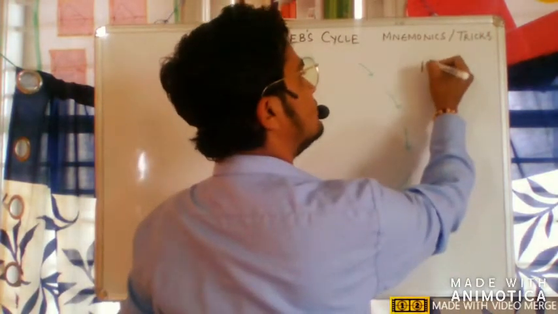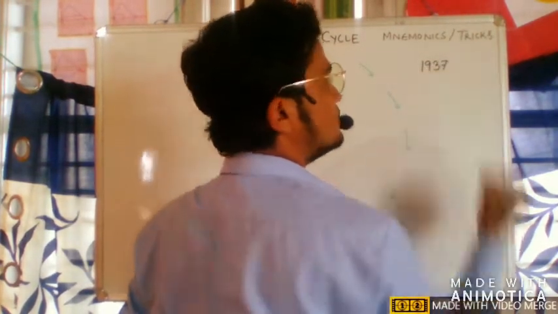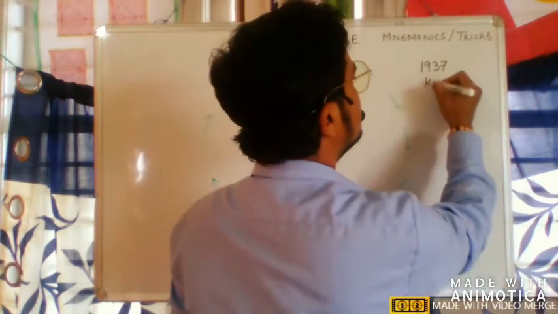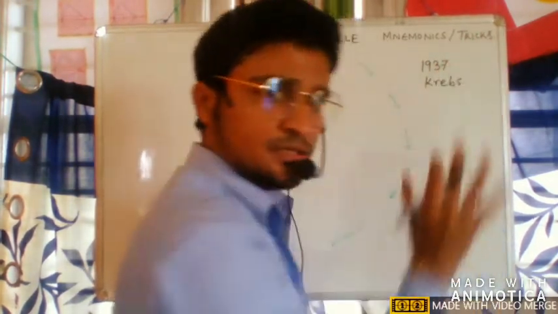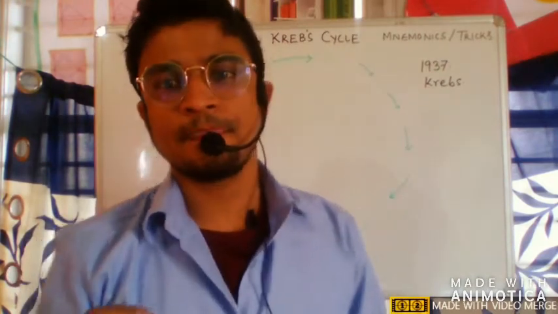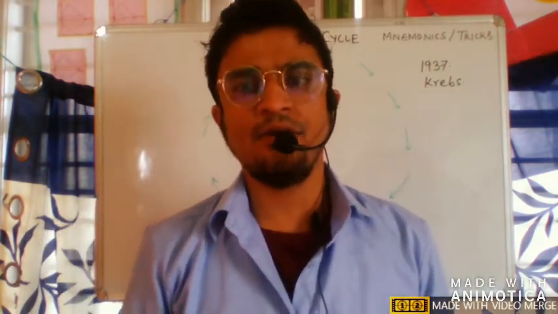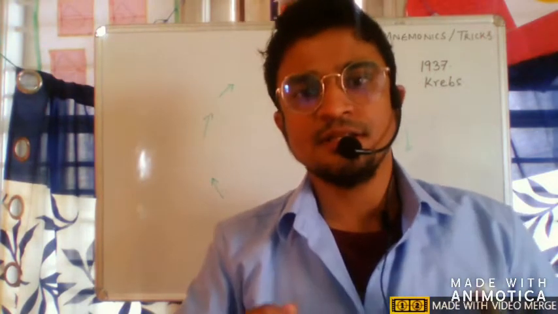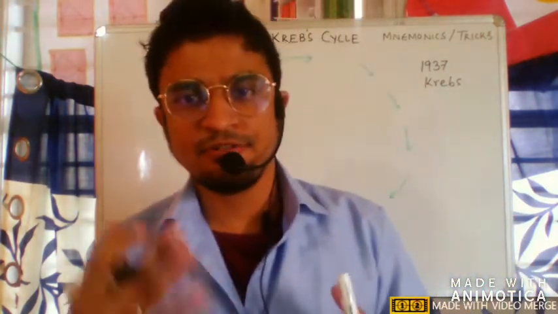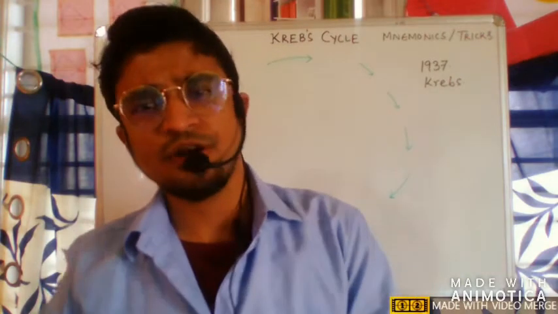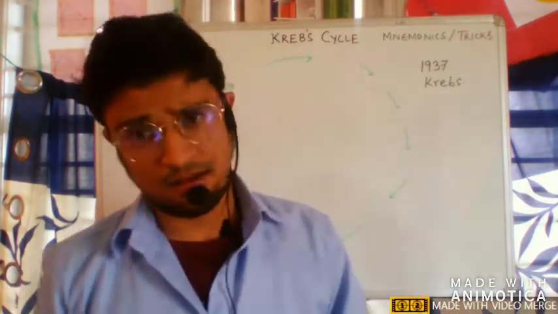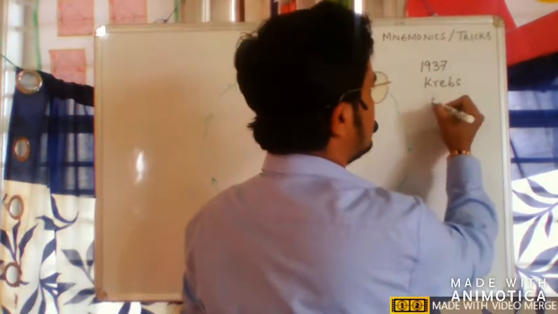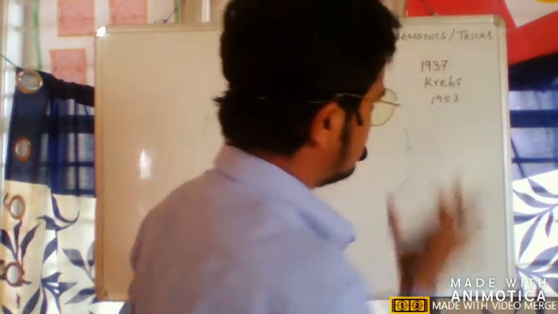In 1937, Hans Adolf Krebs discovered this TCA cycle. It happens in the mitochondria. He was studying the pigeon, a bird's breast muscles, and he found the rate of energy production along with the oxidative pathway was very high. He discovered that in the pigeon breast muscle in 1937, and in 1953 he got the Nobel Prize for this discovery of the cycle.